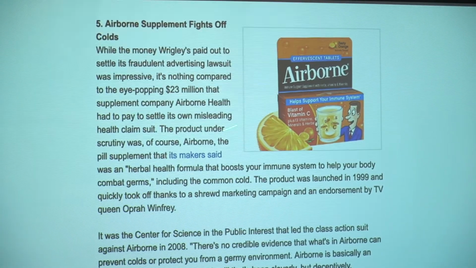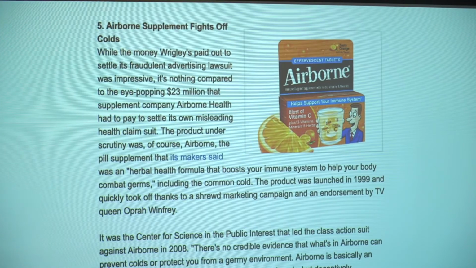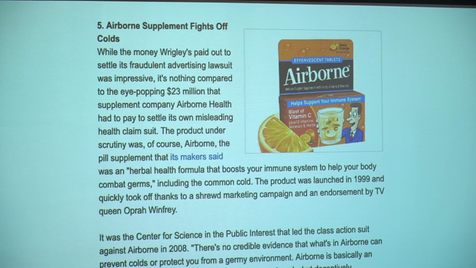They had to pay out $23 million. Now I think this is in the US.